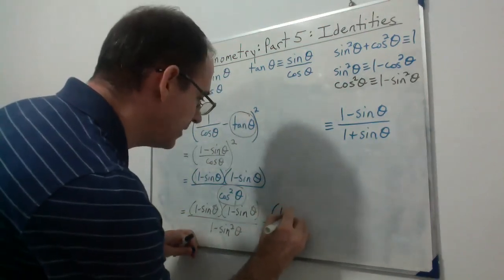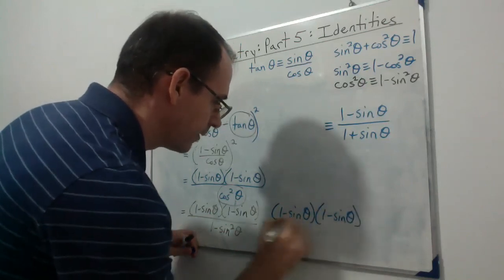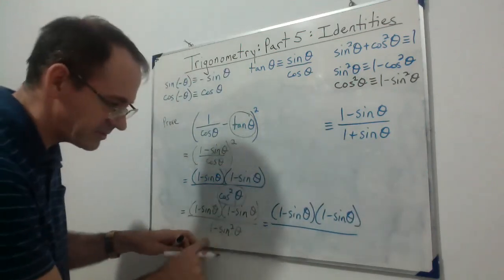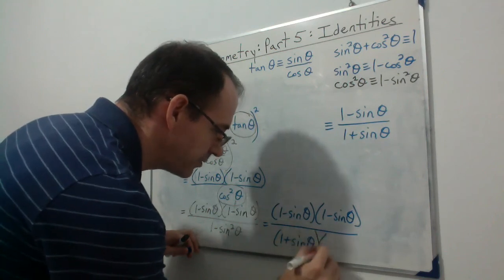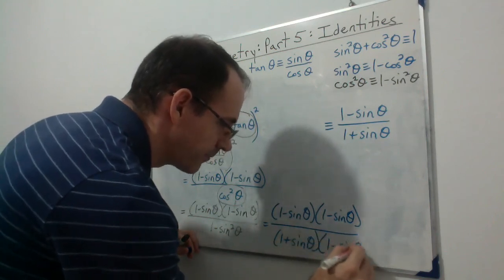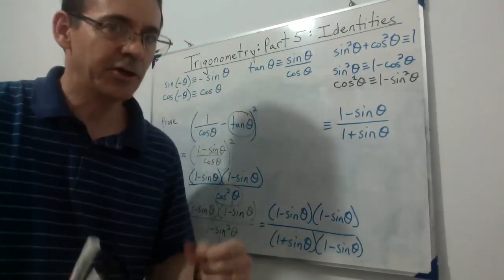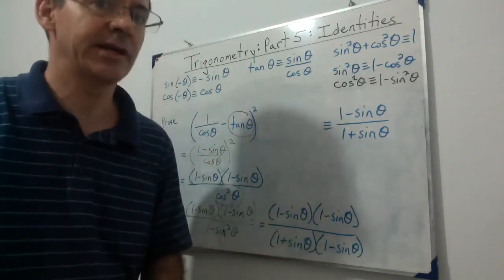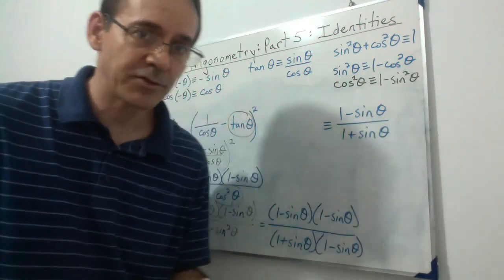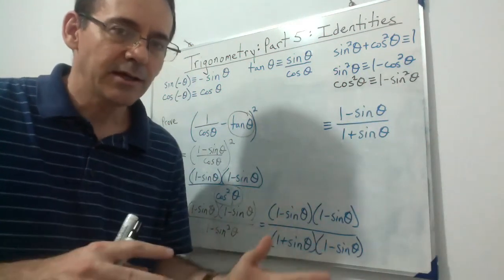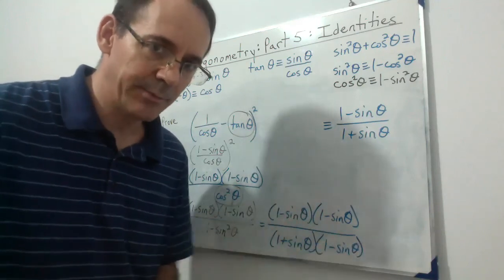So we get 1 minus sine theta, 1 minus sine theta over, and if this is a difference of squares, this is a 1 plus sine theta times 1 minus sine theta. So it really helps if you're good at factoring, because you're going to do a lot of algebraic factoring with trigonometric expressions or equations as you move forward. So don't lose your skill set from algebra. It's extremely important in the trigonometric platform.